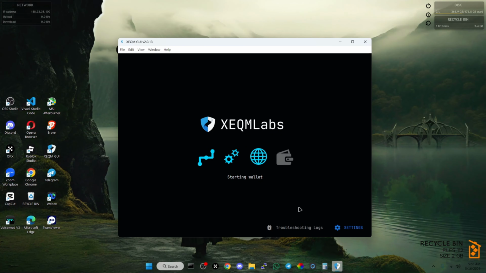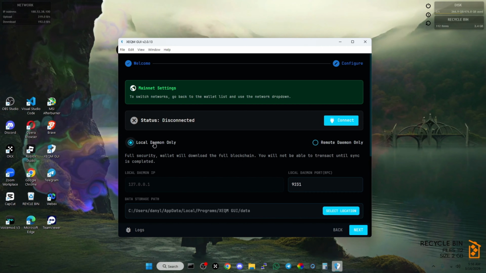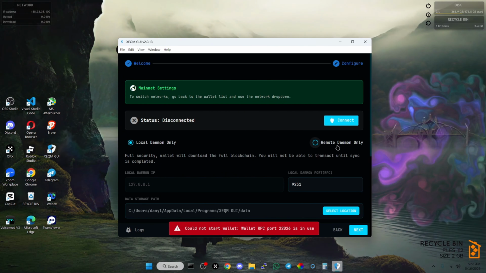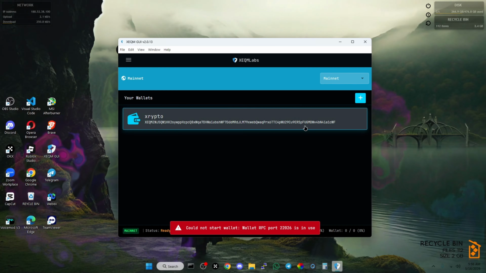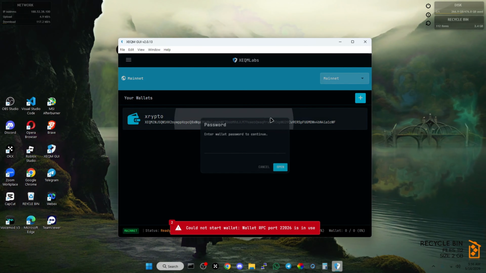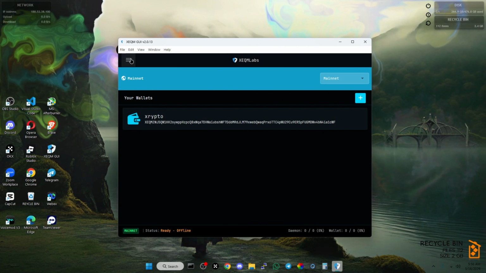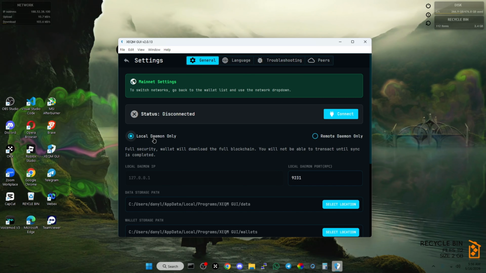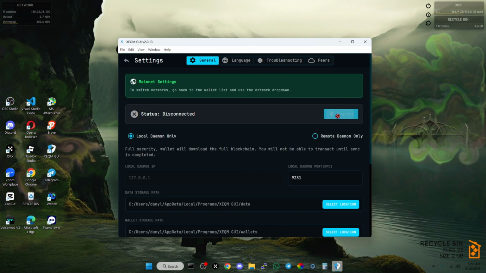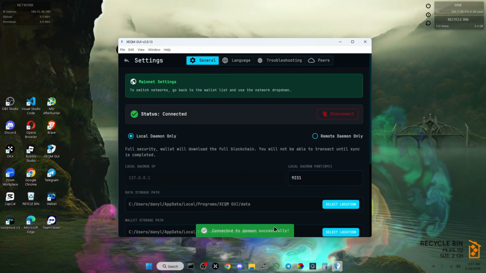And advice I got from the Telegram group, from the community, was to run the local daemon only, not the remote daemon. So let's just select English, and this is my wallet. Once you enter the password, you're inside the wallet, and you should be careful about connecting. You should click connect after selecting this option. Once you click connect, it will be connected. Yeah, see, connected to the daemon successfully.